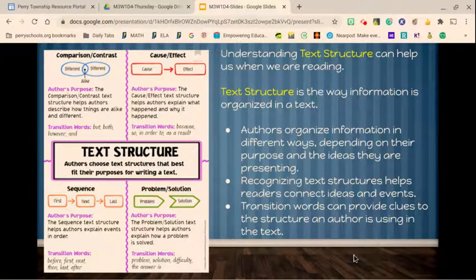The final one is problem and solution. The problem and solution text structure helps authors explain how a problem is solved. A lot of narratives will have a problem and solution text structure because we know in stories that characters often have problems and then they go through a bunch of events and solve it. So some transition words you might see are problem, solution, difficulty, the answer is.